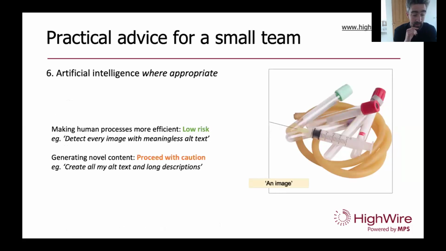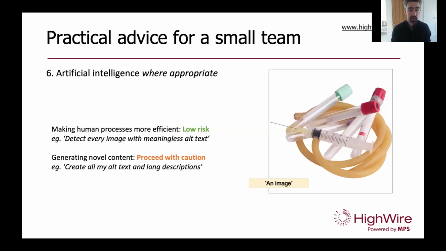AI for accessibility where appropriate, and there's a lot to say on this point, of course, but I personally have confidence that AI will help a lot with accessibility over time. Right now, I think we need to proceed with caution. Anything which simply makes an existing task more efficient, fantastic, that's nice and low risk, such as detecting which images have completely meaningless alt text. That's the image on the right-hand side of the page, illustrating completely meaningless alt text. It just says an image.